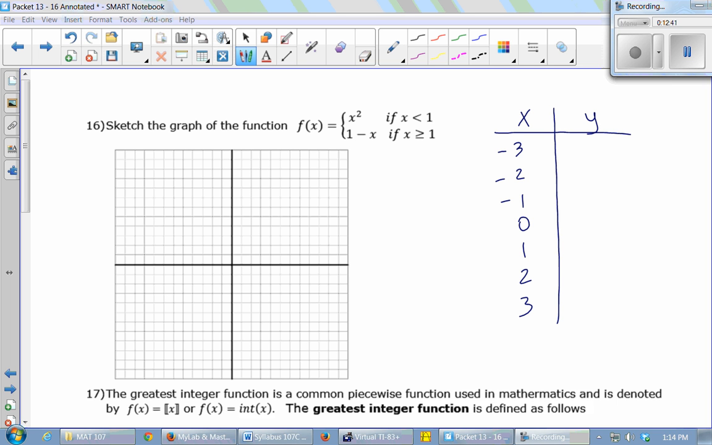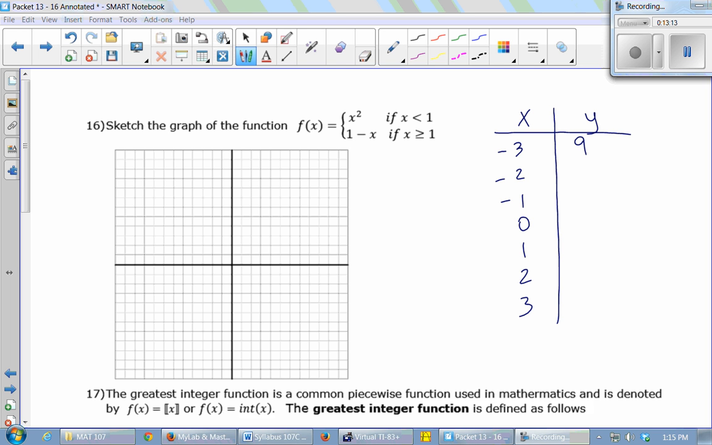So if x is -3, which formula do I use? The x squared or the 1 minus x? X squared, right? Because you use the first formula x squared when x is less than 1. -3 is less than 1, so I'm going to use the first formula. So -3 squared, that's 9. Why isn't it -9? Yes, because a negative times a negative is a positive. -3 squared means -3 times -3.